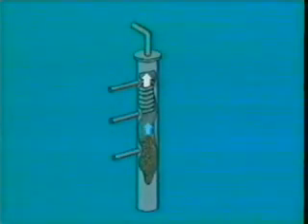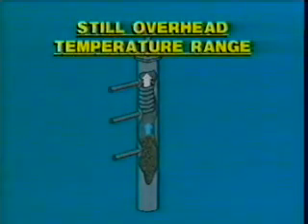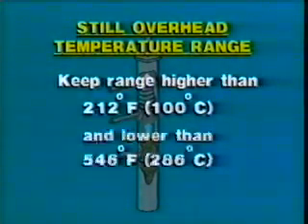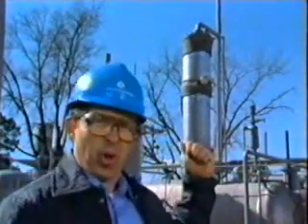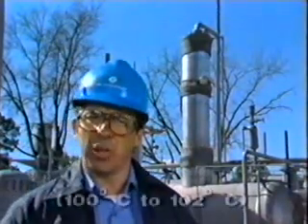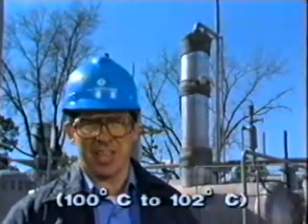Remember what the still column does. It removes water from rich glycol, and it recaptures glycol trying to leave with water vapor. The temperature range we want to set for the still overhead temperature is between where water boils and where glycol boils. It's easy, because water boils at 212 degrees Fahrenheit, and triethylene glycol boils at 546 degrees Fahrenheit. Recommended range for the still overhead temperature is 212 degrees to 215 degrees Fahrenheit at sea level.